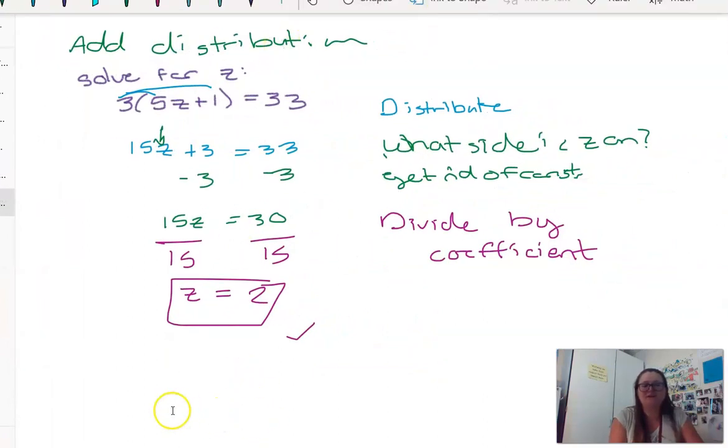So there we go. That's solving two-step equations plus equations with distribution. Good luck on your Delta Math assignment.